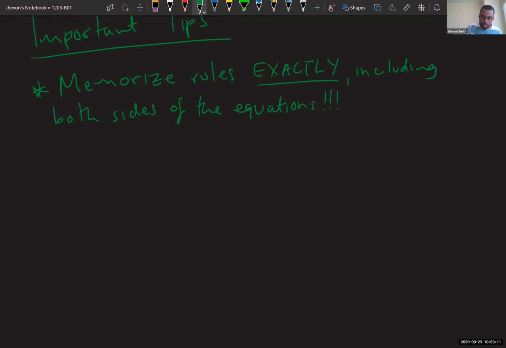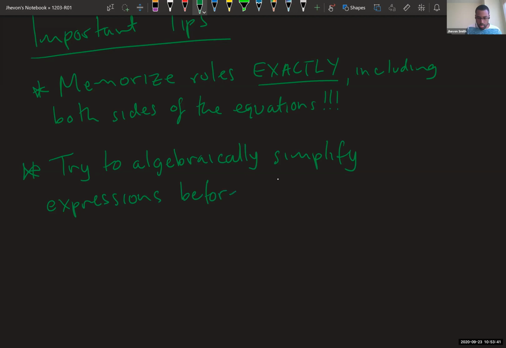Second tip. The second important tip: try to algebraically simplify expressions before applying calculus.